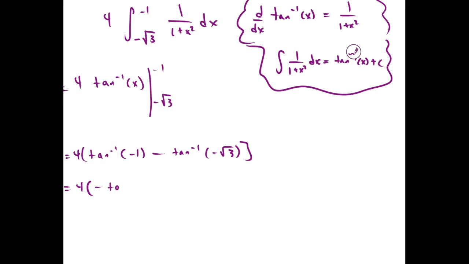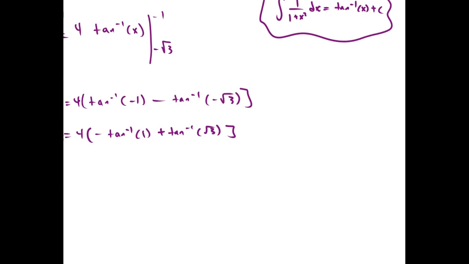And we can pull out the negatives from inverse tangent. Tangent takes on a value of 1 at pi over 4, and tangent takes on a value of root 3 at pi over 6. Hopefully I'm correct with that.